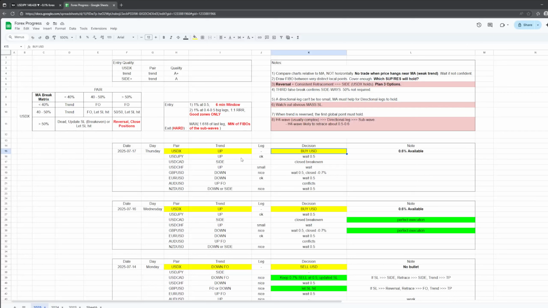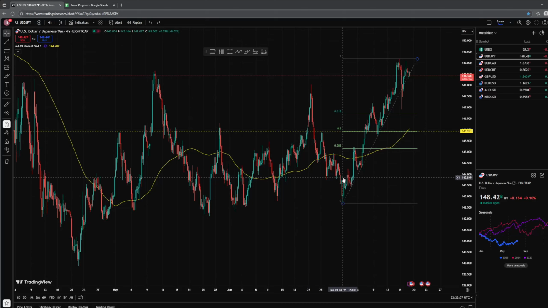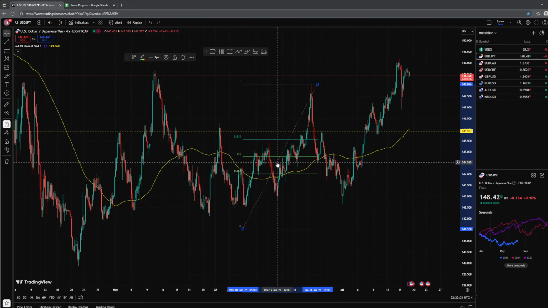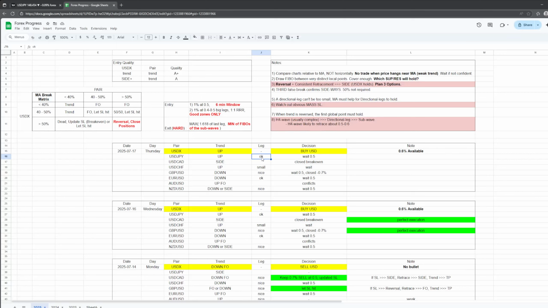Okay, let's write it down. USD Japan Yen: leg size is okay. It seems to be a little bit bigger, not ideal, but that's okay. It's acceptable. So that's what I put here. Okay, our decision is to wait for a 50% retracement.